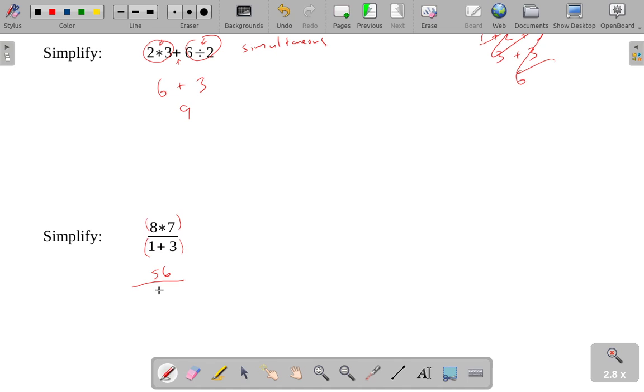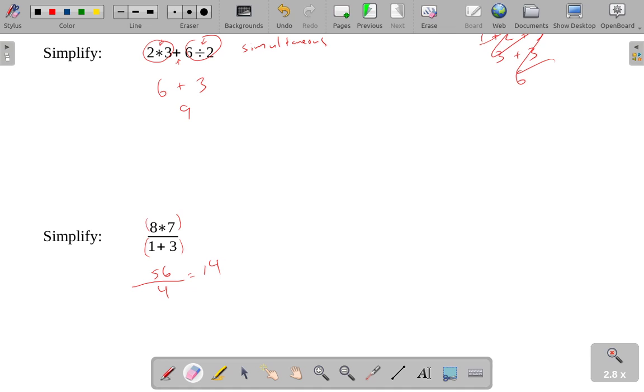1 plus 3 is 4. And I'm able to do those in the same step because we have that pattern happening. Then I have 56 divided by 4, which is 14. And I can give my answer there. You can really save yourself a lot of time if you learn to recognize when we have that pattern happening.